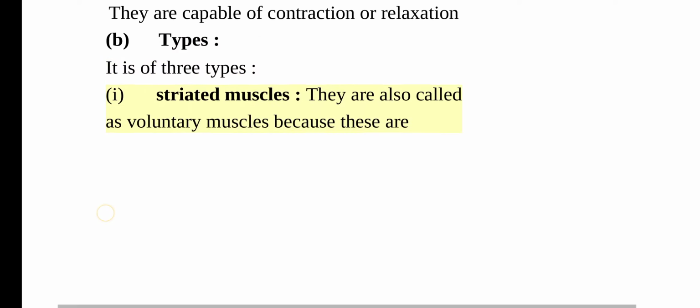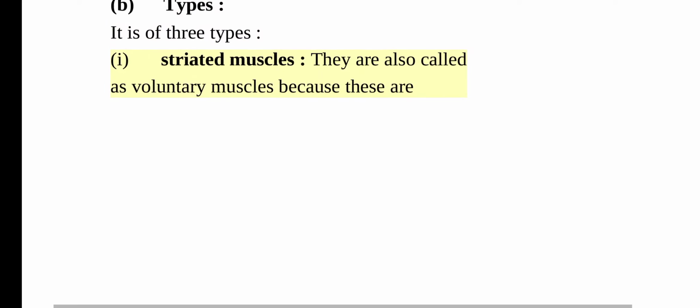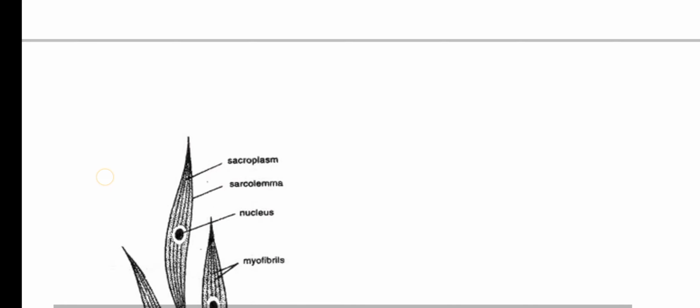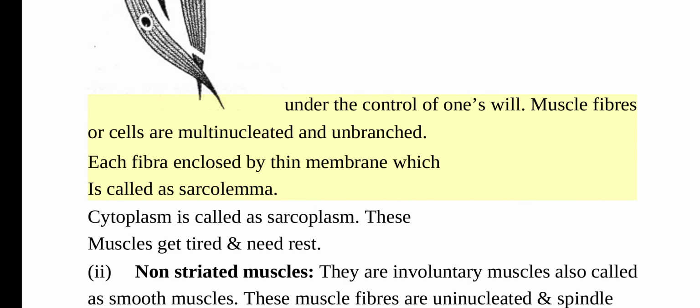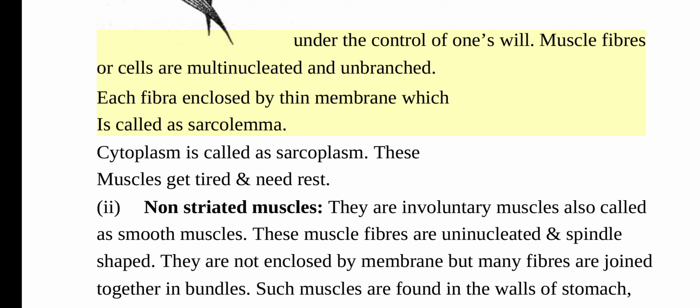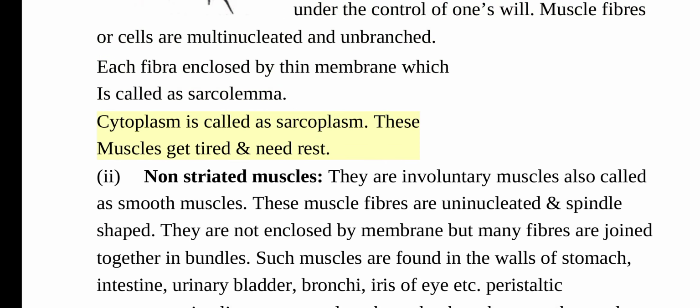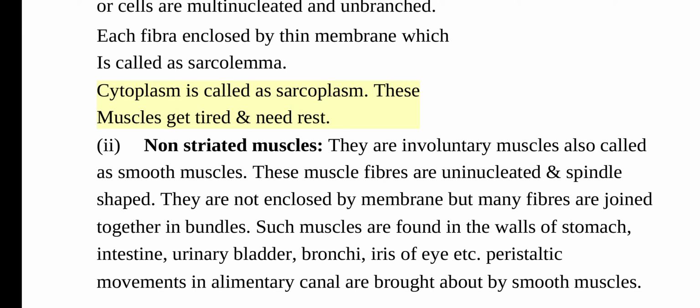I. Striated muscles. They are also called voluntary muscles because these are under the control of one's will. Muscle fibers or cells are multinucleated and unbranched. Each fiber is enclosed by a thin membrane called sarcolemma. Cytoplasm is called sarcoplasm. These muscles get tired and need rest.